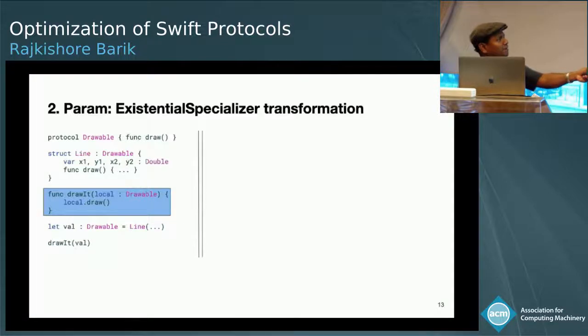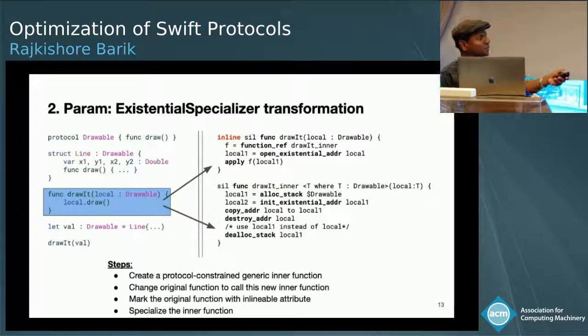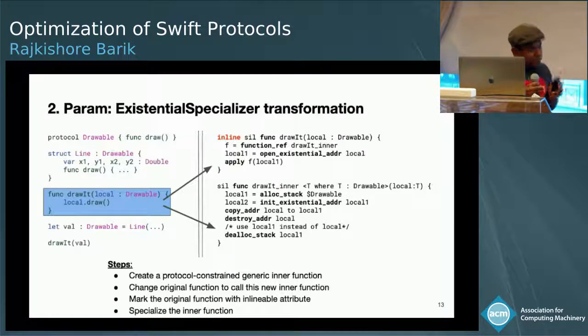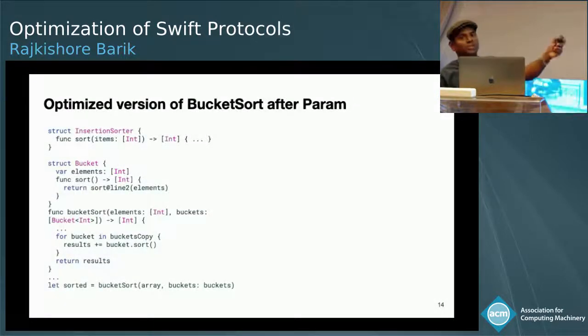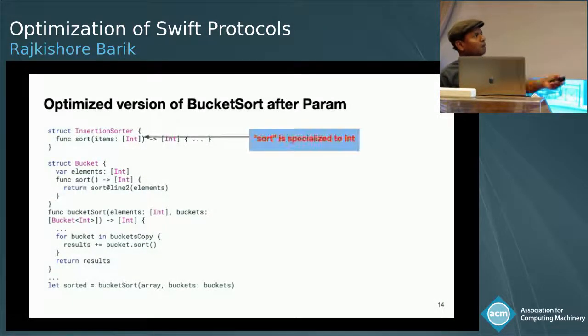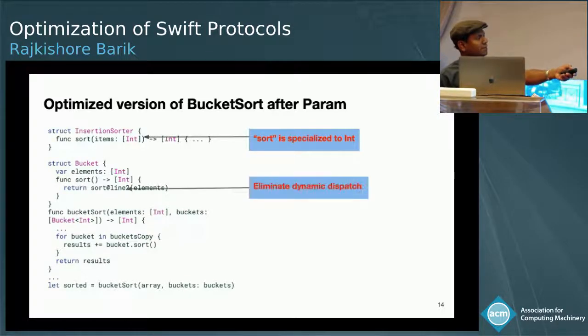In the interest of time, this is essentially what the optimization does. Under the hood, it creates a protocol-constrained generic function, and has an outer function with an inline attribute so that it is inlineable in the caller context, and hence you can now specialize this particular function with respect to the InsertionSorter we saw earlier. Then all of a sudden you will see very clean and specialized code, and that's 20x faster.